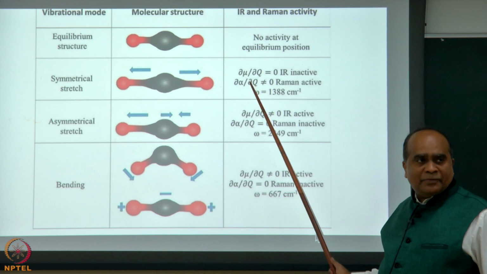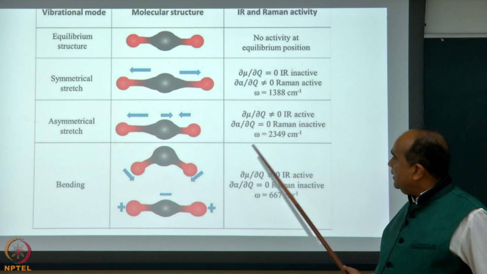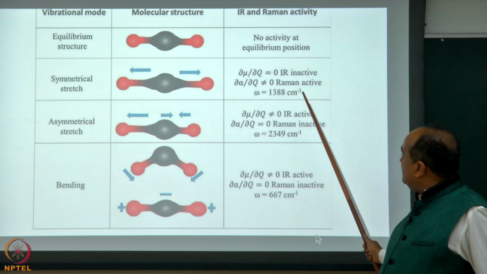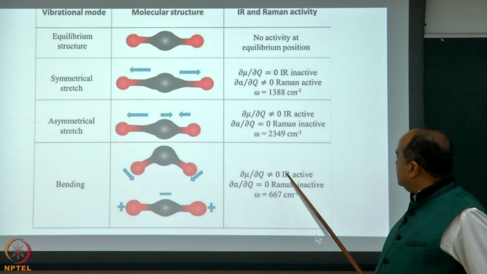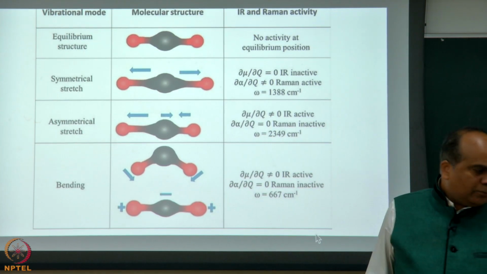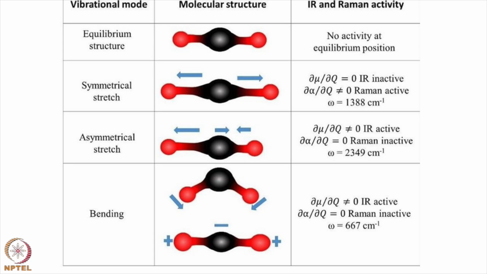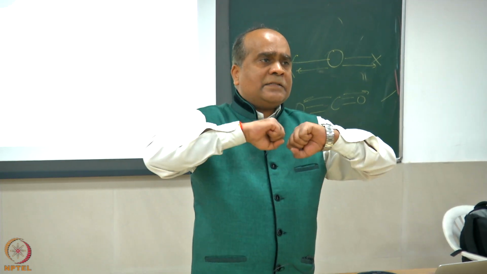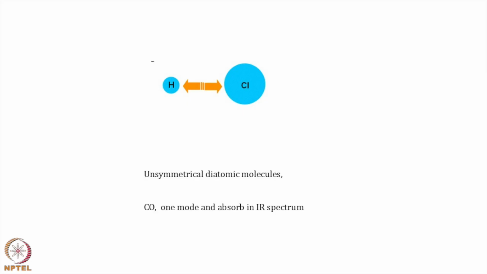I will come to where the exclusivity for Raman comes from. If it is symmetric, it is Raman active but IR inactive. Bending is IR active, Raman inactive. I will come to what IR and Raman effects are. But to have IR activity, you have to have asymmetric stretching, right? Not symmetric, asymmetric stretching.